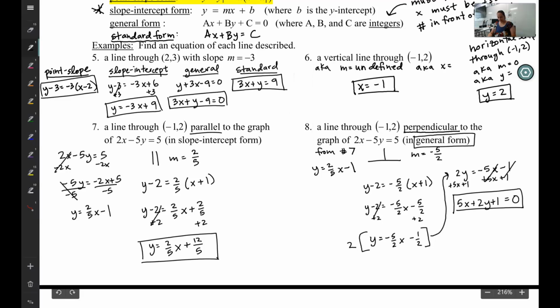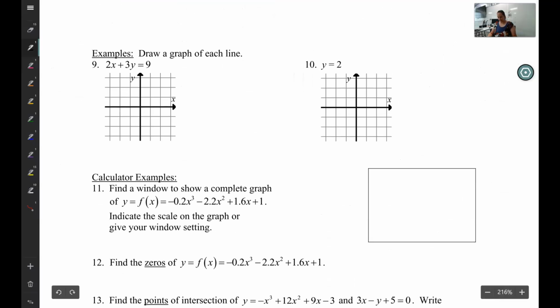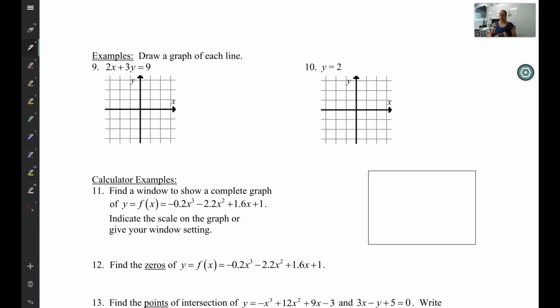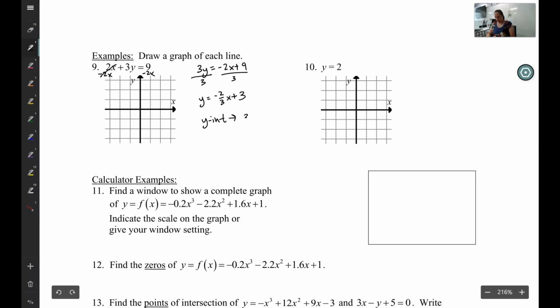Okay. 9 and 10. Draw a graph of each line. Easiest way to draw graphs is through slope-intercept form. So I'm just going to start by putting this into slope-intercept form. 3y equals negative 2x plus 9. So y equals negative 2/3 x plus 3. So our y-intercept is 3.